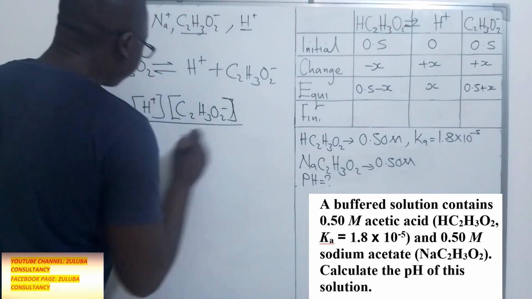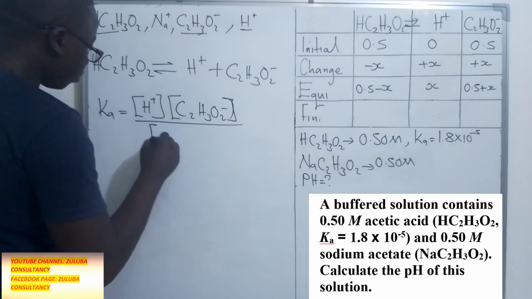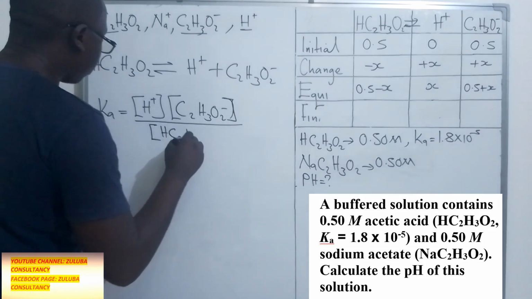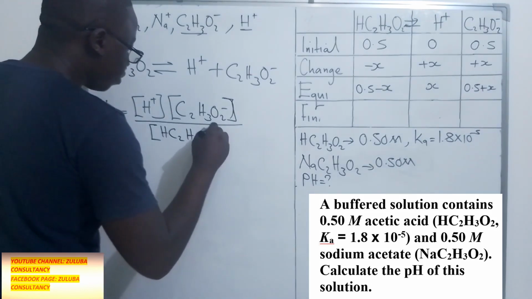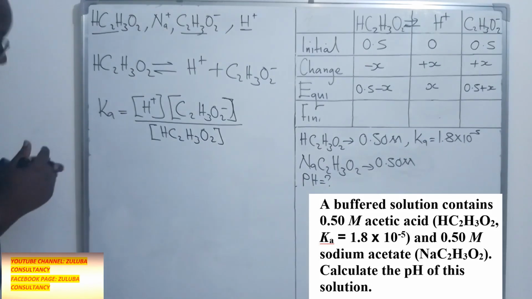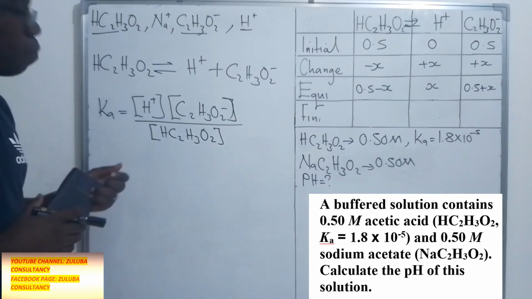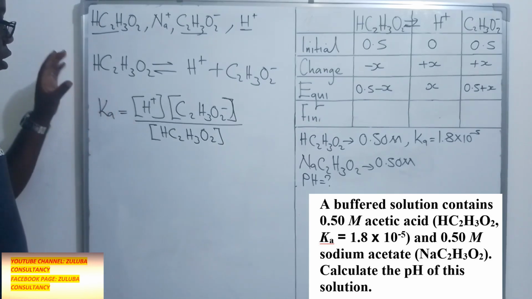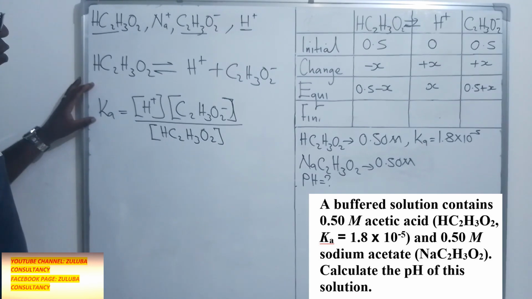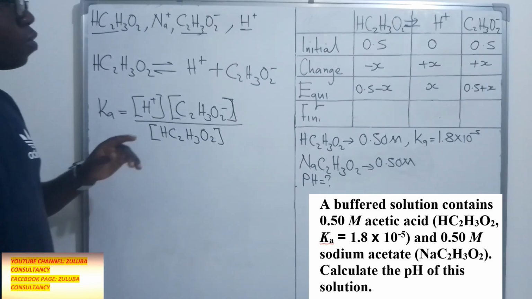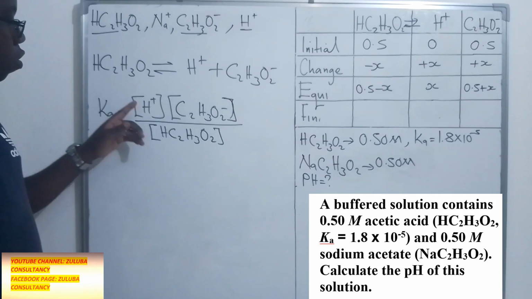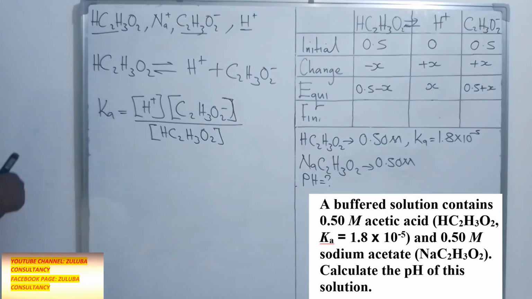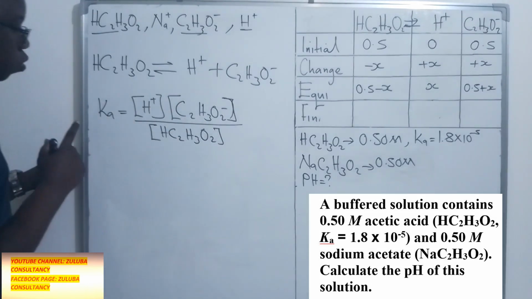Then this divided by the concentration of the weak acid. So, this is the equilibrium expression that we can come up with. Now, from this equilibrium expression, this Ka, we have the value for it. We have the equilibrium expression for what should be the values of these three species. So let's plug in the values and see what will happen.